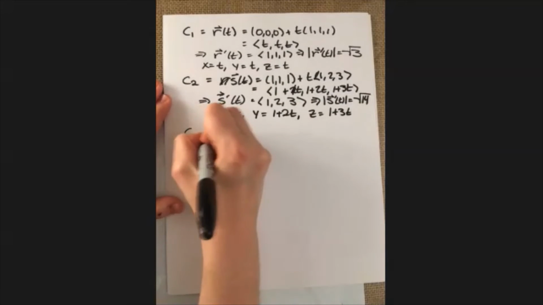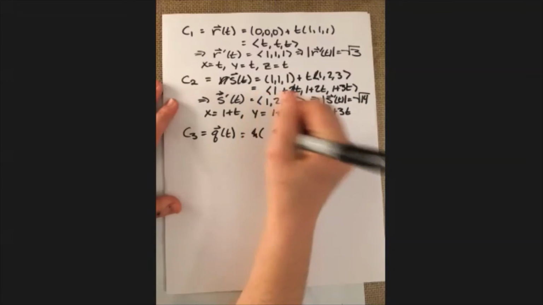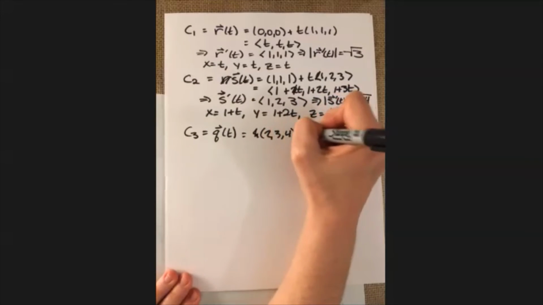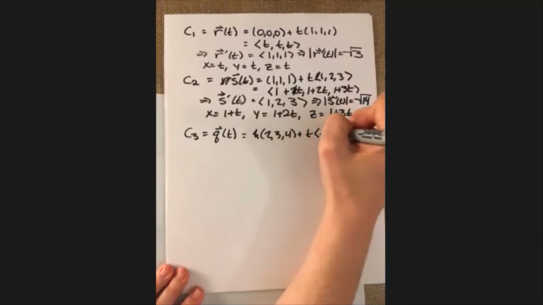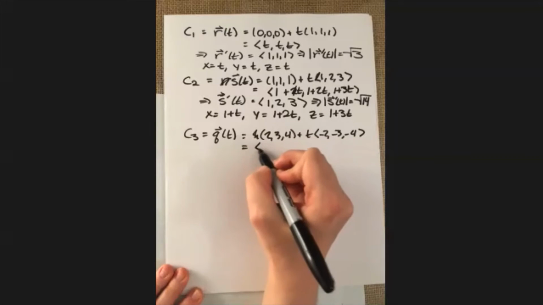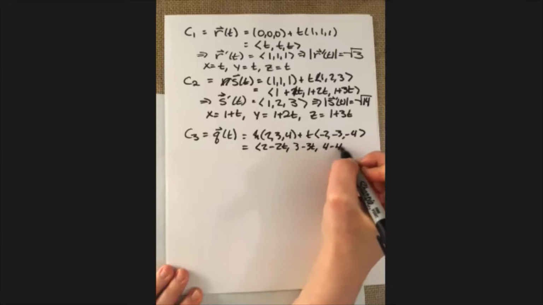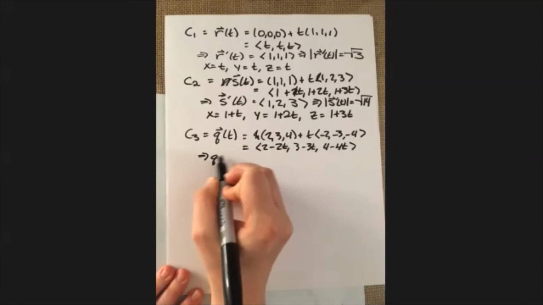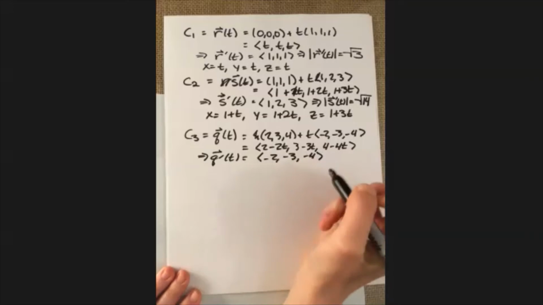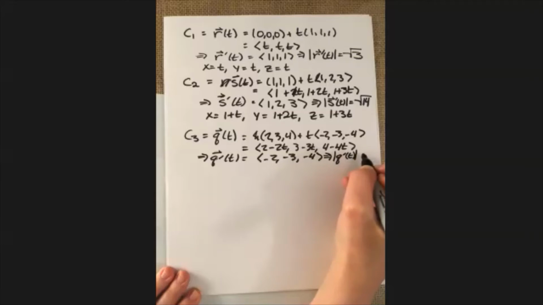And now for the case of C3, we'll call this one Q, little q. This is equal to the parameterized line segment 2, 3, 4 plus t times -2, -3, -4. And so that gives me 2 - 2t, 3 - 3t, and then 4 - 4t. So q prime of t is equal to -2, -3, and -4. And so the length of that is equal to √29.